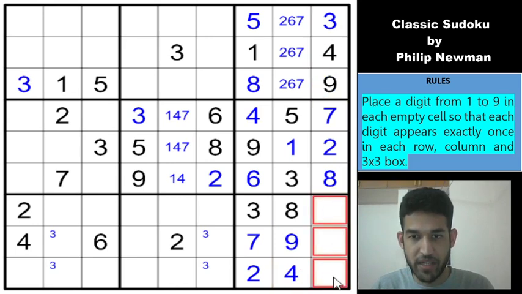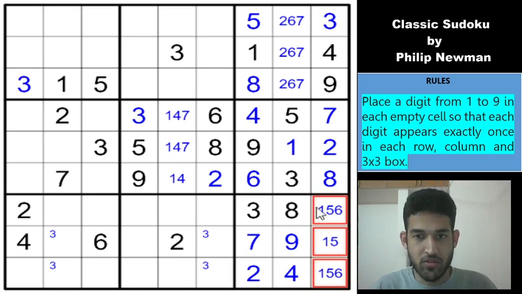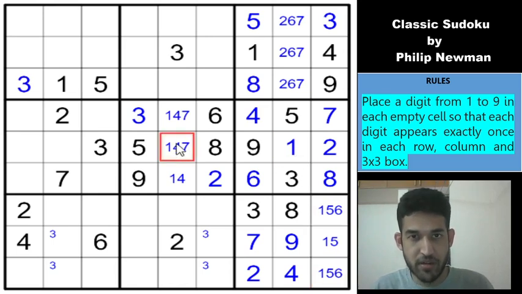And along column 9, the remaining digits must be 1, 5 and 6. And this 6 removes the 6 from here. So there is a 1, 5, 6 triplet. So this one removes the 1 from here.